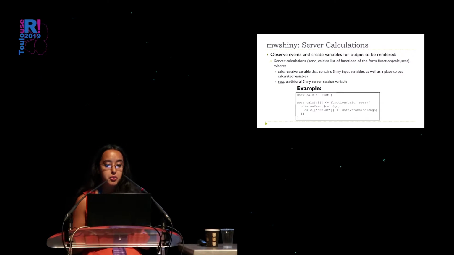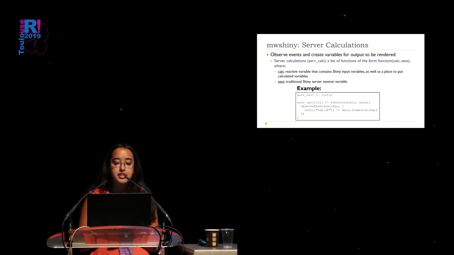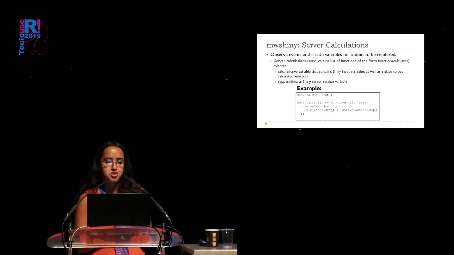Next, we move on to what we call our server calculations, where we observe events and create variables for output to be rendered. This is a list of functions of the form function(calc, sess), where calc is a reactive variable that contains all the Shiny input variables, as well as a place to put any derived variables we use in output, and sess, which is just the traditional Shiny server session variable. In this example, we observe when our input go changes, and then create our data frame accordingly, adding it to our calc variable.